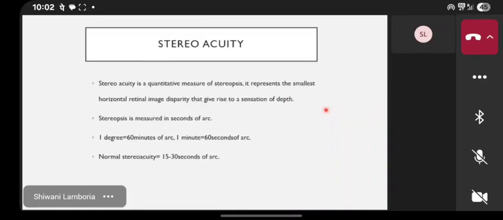Then stereoacuity is a quantitative measure of stereopsis. It represents the smallest horizontal retinal image disparity that gives rise to a sensation of depth. It is measured in seconds of arc. 1 degree is 60 minutes, and normal stereoacuity is 15 to 30 seconds of arc.